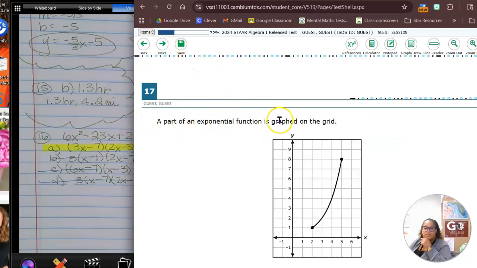Part of an exponential function is graphed on the grid. Okay, this is where I need to make sure I'm mindful and I draw the box. Okay, so my box is from 2, this is where I'm reading down here. Always read your x-axis before y, because in the alphabet, x comes before y, x, y, z. So I'm going to read my x numbers, so that's 2 to 5.